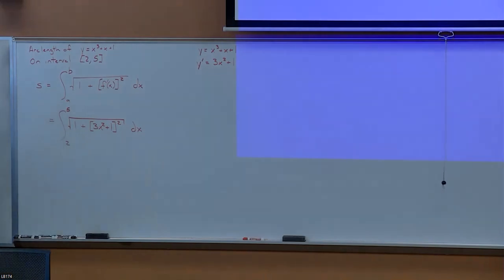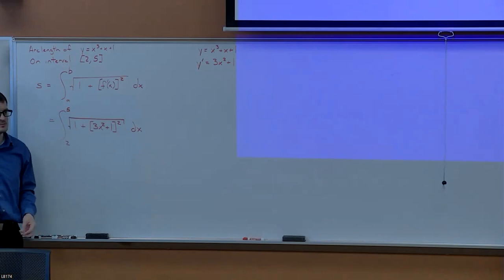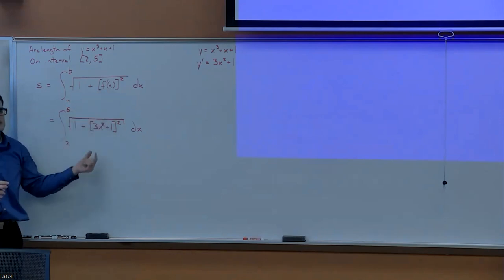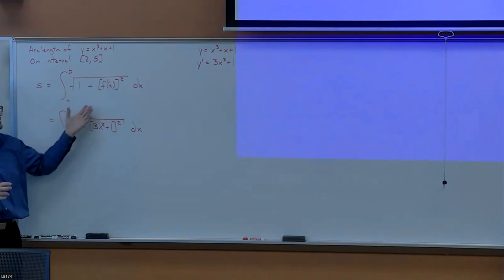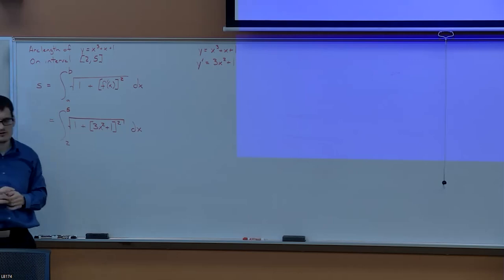Does that make sense? That's my function written with respect to x, like y equals a function of x. So 3x squared plus 1 is the thing I need to put in here for the f prime. Be careful of that. Some people will get in a hurry and put in the original function instead of the derivative of the original function. We need to put in the derivative.